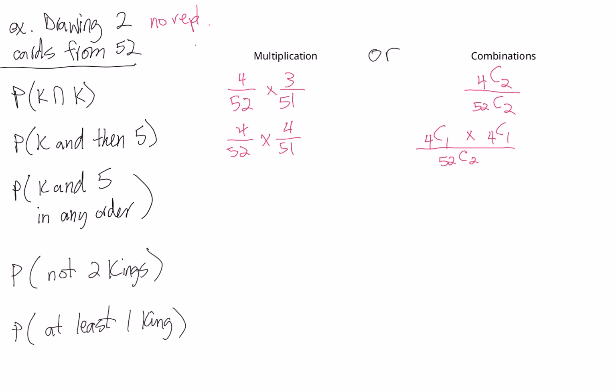Okay, does order matter in this case? Yes, we want the king first and then a 5. So that means order does matter. So we have, okay, so because order matters, we actually messed up.